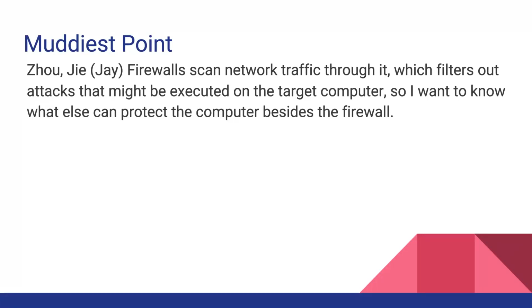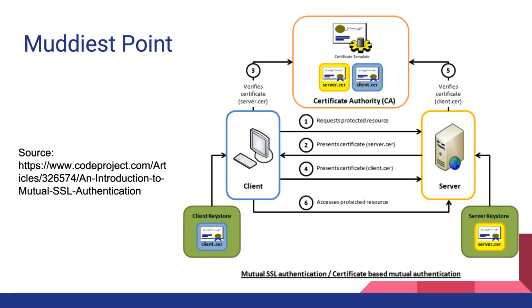So from J: firewalls scan network traffic through it, which filters out attacks that might be executed on the target computer. I want to know what else can protect the computer besides the firewall. Okay. So another way you can use is basically certificates, right? Or client-side authentication, right?